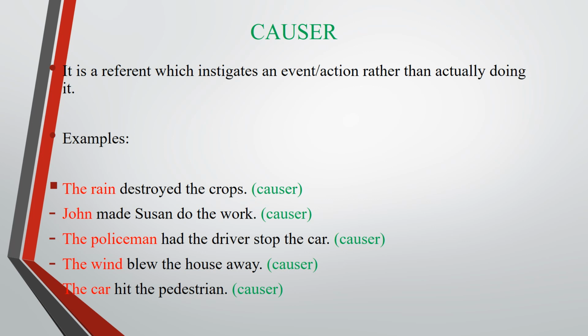Again, in sentence number 2, John made Susan do the work. Now, John is a causer. He caused Susan to do the work. The actual doer of the work is Susan. In the third sentence, the policeman had the driver stop the car, which means that the policeman caused the driver to stop the car. The actual doer of stopping the car is the driver, not the policeman.